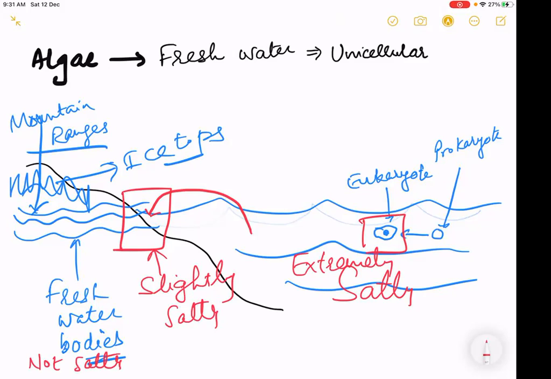I hope you are clear with this. Yes or no? Yes, sir. If these eukaryote cells are migrating into a slightly salty region, they are able to survive. But if they migrate towards freshwater bodies, they die because they are not adapted to live in the condition where they do not find the nutrition from the water.